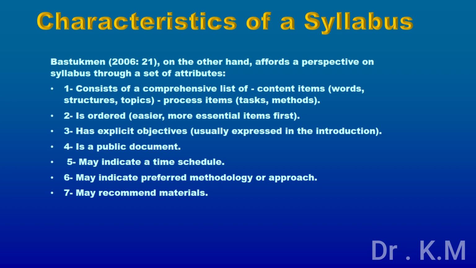Characteristics of a syllabus. Bass-Turkman, 2006, page 21, on the other hand, affords a perspective on syllabus through a set of attributes. One, it consists of a comprehensive list of content items: words, structures, topics, process items, tasks, methods. Two, it is ordered, easier, more essential items first. Three, it has explicit objectives, usually expressed in the introduction. Four, it is a public document. Five, it may indicate a time schedule. Six, it may indicate preferred methodology or approach. Seven, it may recommend materials.